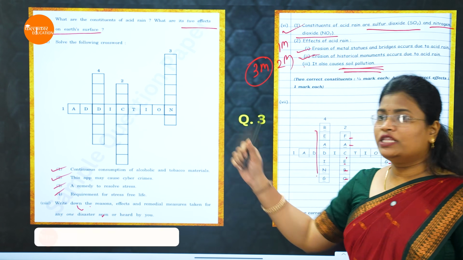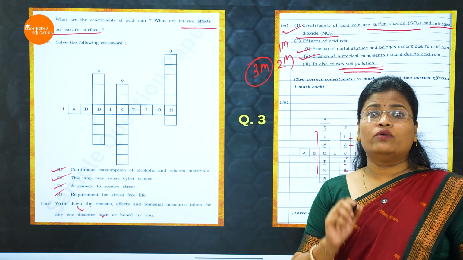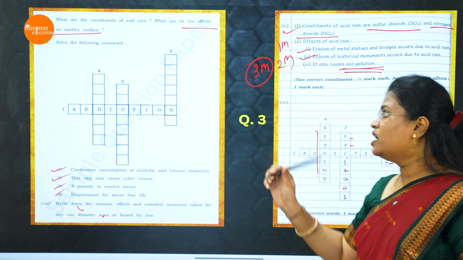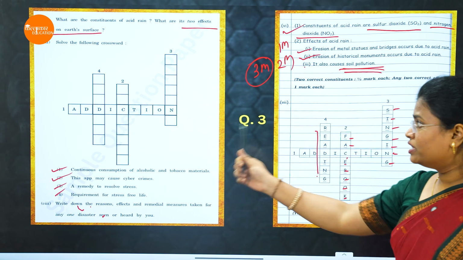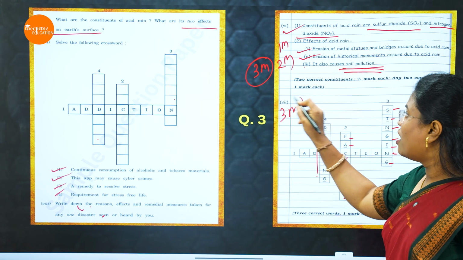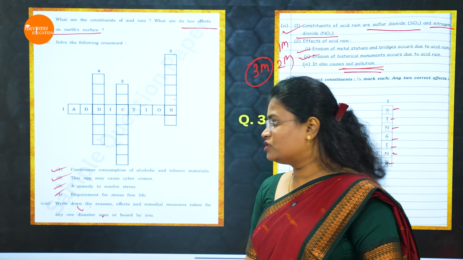So according to this, you have to enter the words very carefully. You have to check that you have entered the letters very carefully in this crossword. So for this, 1, 1 and 1, you will get a total of 3 marks for this question. Let's move toward the next question.